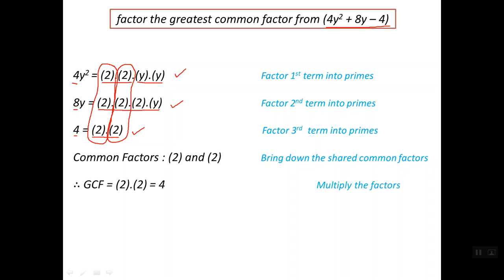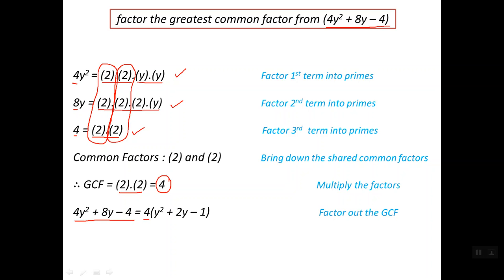In order to compute the greatest common factor, we multiply the two factors. So 2 by 2 is equal to 4. So this is our greatest common factor, GCF. Now we start the factoring. This is the original statement, the original polynomial.